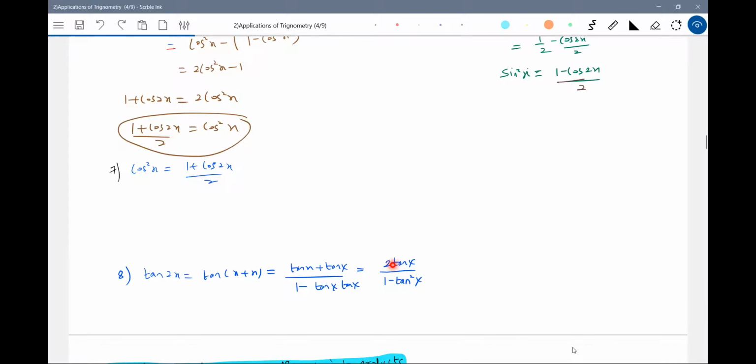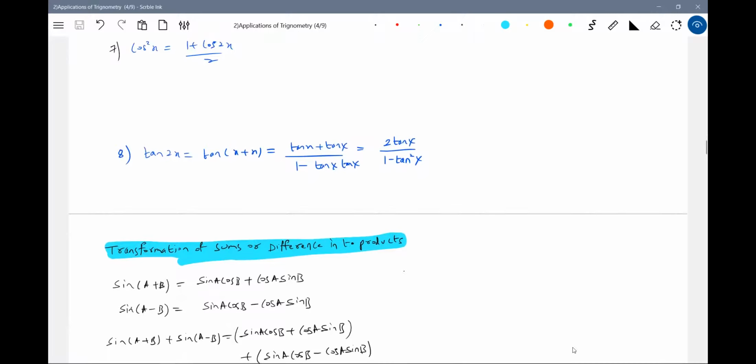Then this will be 2 tan x by 1 minus tan square x. Okay, the conversions, quite easy, no? Here. Then transformation of sums or difference into products.